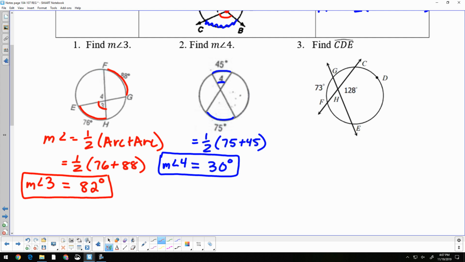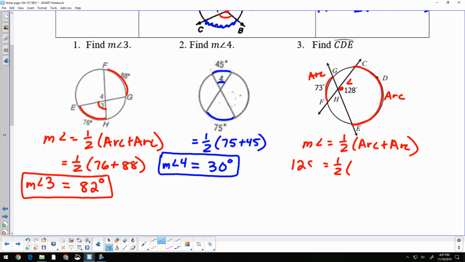So they want us to find the measure of CDE. So right now we're looking for an arc. Okay, so this is one of the arcs that goes into our formula. 128 is actually the angle measure, and then 73 is the other arc. So I've got to plug into my formula. So angle is equal to 1/2 arc plus arc. So the angle measure is 128, so I should plug that in. One arc is 73. The other arc, I don't know, so I'm going to make it x.